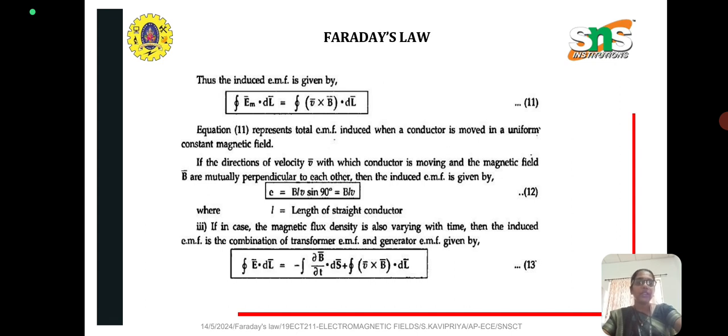If the magnetic field intensity is also varying, then the induced EMF is a combination of transformer EMF and the generator EMF. So the induced EMF we can write by combining the transformer EMF and the generator EMF.